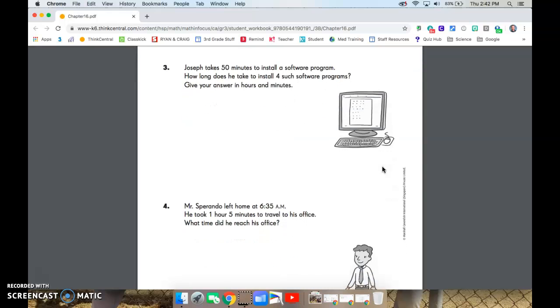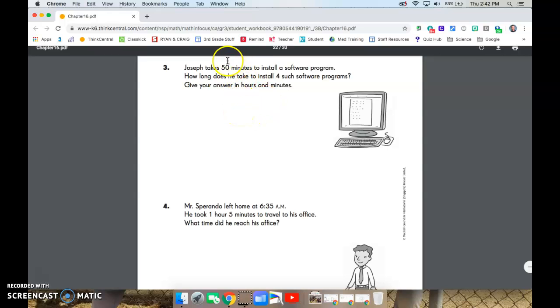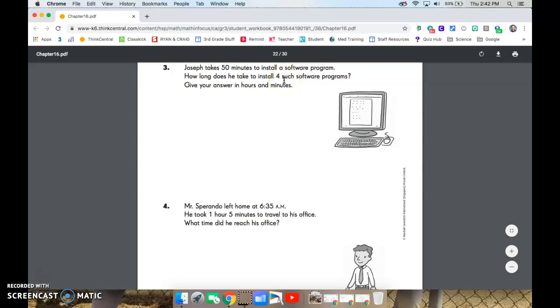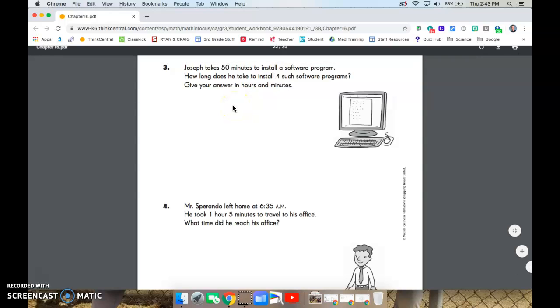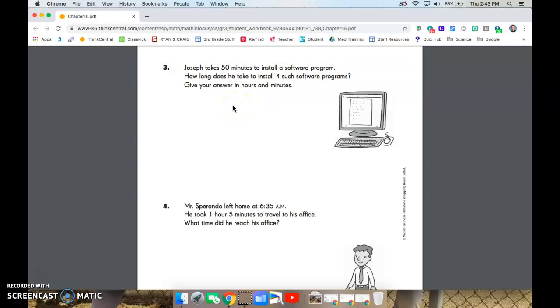Number 3, Joseph takes 50 minutes to install a software program. How long does he take to install 4 such software programs? Give your answer in hours and minutes. Okay, so if we take the 4 programs, we're going to do some multiplication here, or repeated addition, and go 50 plus 50 plus 50 plus 50, or 4 times 50. 4 times 5 is 20, with a 0 is 200, right? Okay, so 200 minutes. But now we've got to break that down into hours and minutes.